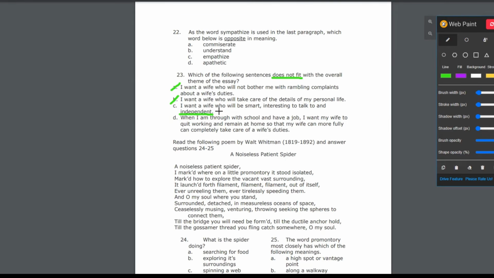And then if we look at D, it says, when I am through with school and have a job, I want my wife to quit working and remain at home so that my wife can more fully, completely take care of a wife's duties. So that is in line. Why? Because that's why she wants a wife. I just want somebody who's going to do everything. So C is going to be the one that doesn't fit, because they're not looking for someone who's independent. I don't want you to have your own life. I want your life to revolve around me and what I have going on.